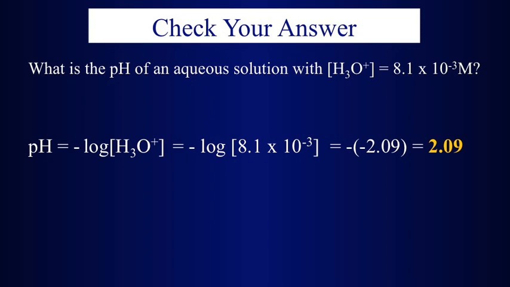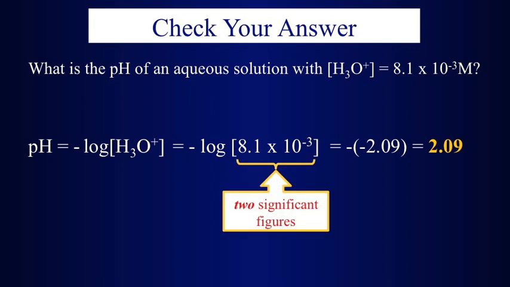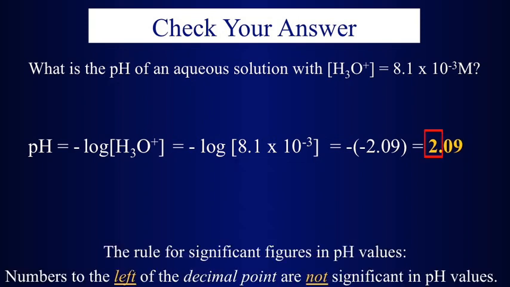I've been holding you accountable for significant figures for so long that you may have thought that I made a significant figure error in this calculation. The given hydronium ion concentration had only 2 significant figures. However, the pH appears to have 3 significant figures. I need to give you the rule for significant figures and pH values. Numbers to the left of the decimal point are not significant in pH values.